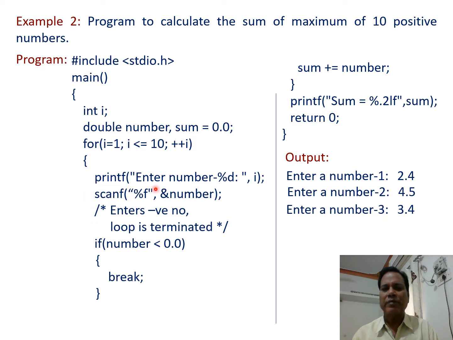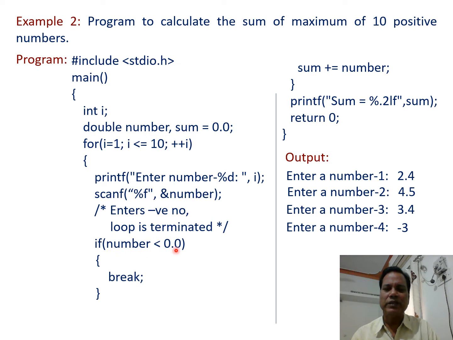So again printf, enter a number 4. This message is displayed on the output screen. And suppose this time the user enters -3. When this number is taken in and stored in the variable number, and the condition in the if statement is tested, number is less than 0.0. Naturally, as number is -3, this condition is going to be true.